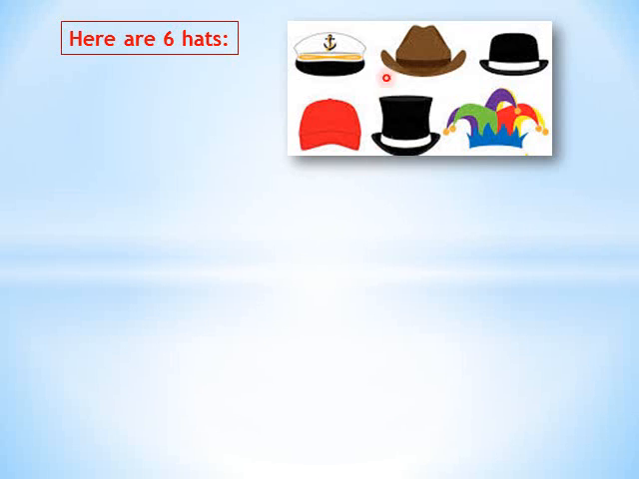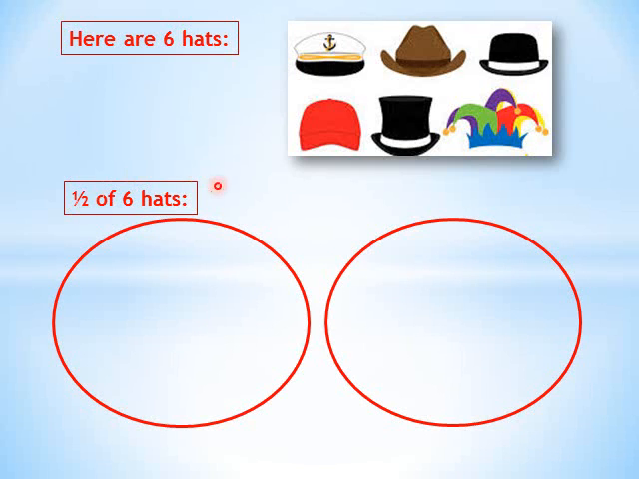Here I have 6 hats. I need to get half of these 6 hats. So half means I have two equal groups. Here I have two groups. What will I do now? I will put these six hats into these groups so that the two groups are equal. They have the same number of hats.